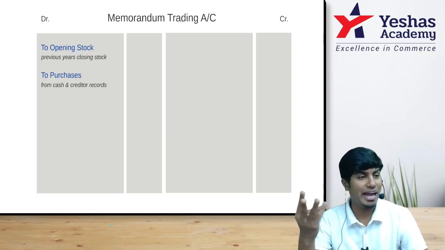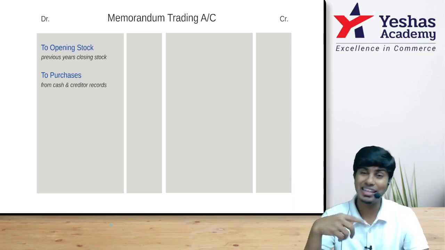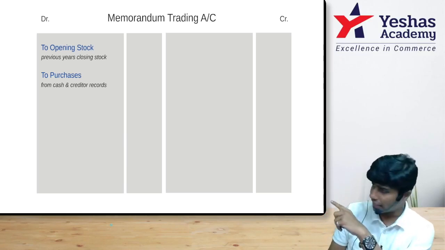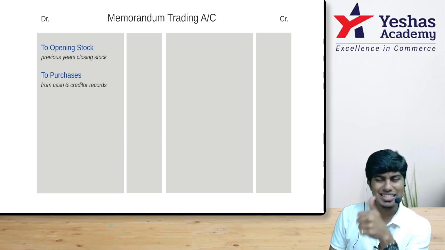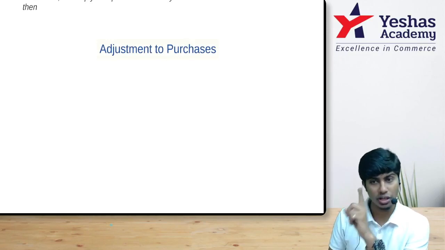You will get this from cash records. Cash records would have paid cash now for cash purchases, and then in the creditors account would have written a credit purchase. Both those places you will take together and then write purchases. And there's an important point that you need to note with regard to purchases.